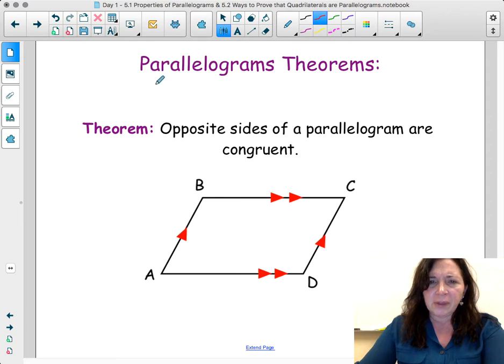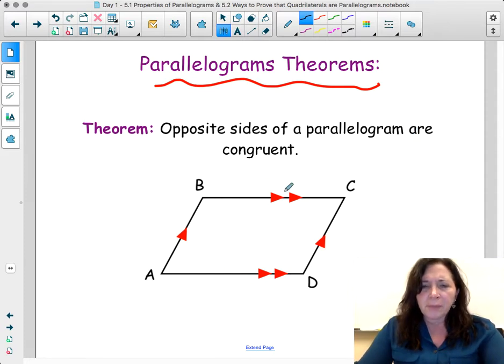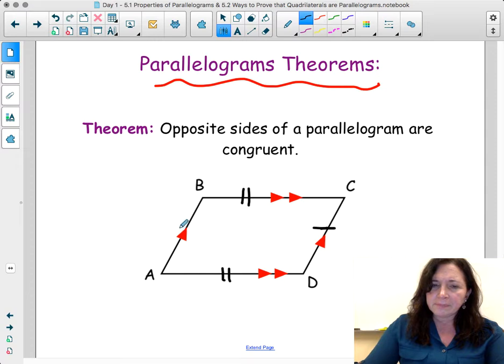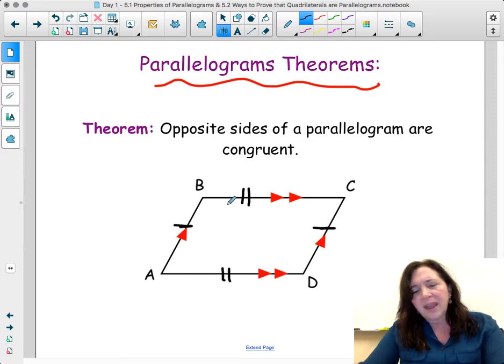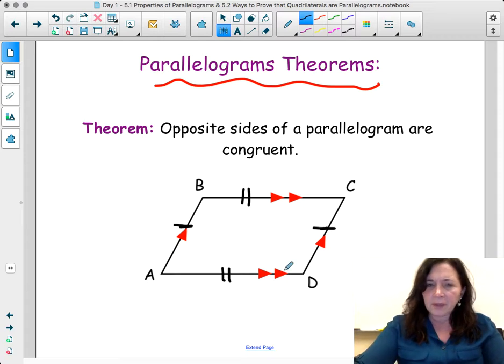Some theorems for parallelograms are very important. Opposite sides of a parallelogram are congruent. Well, we already know that both pairs of opposite sides are parallel, but now we know that opposite sides are also congruent. Okay, so all parallelograms have both pairs of opposite sides parallel and both pairs of opposite sides congruent.